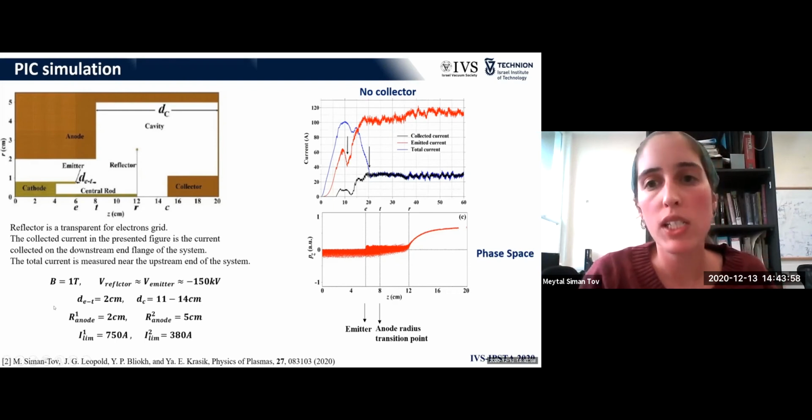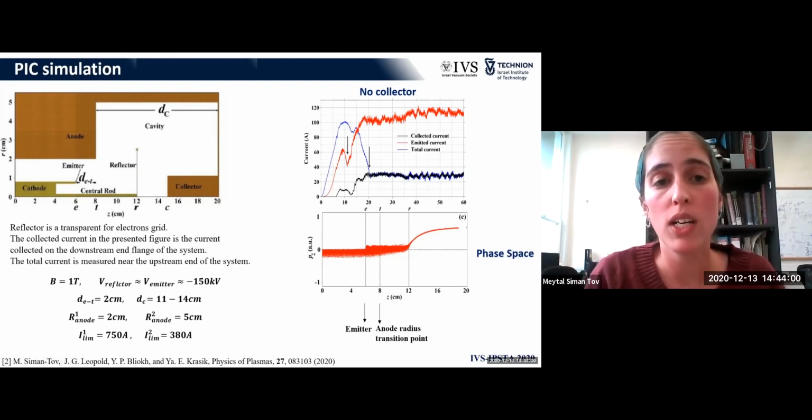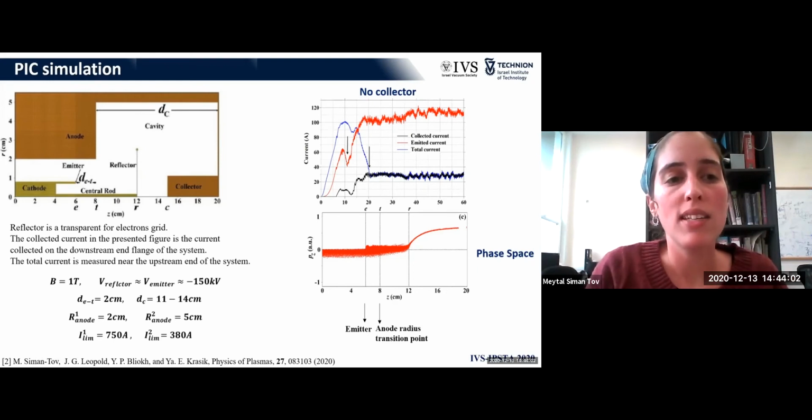Now, let's look at the first case. We don't have a collector in the system. We calculate the emitted current, the total current, which is the current that's collected on the upstream flange of the system, and the collected current on the downstream end flange of the system.